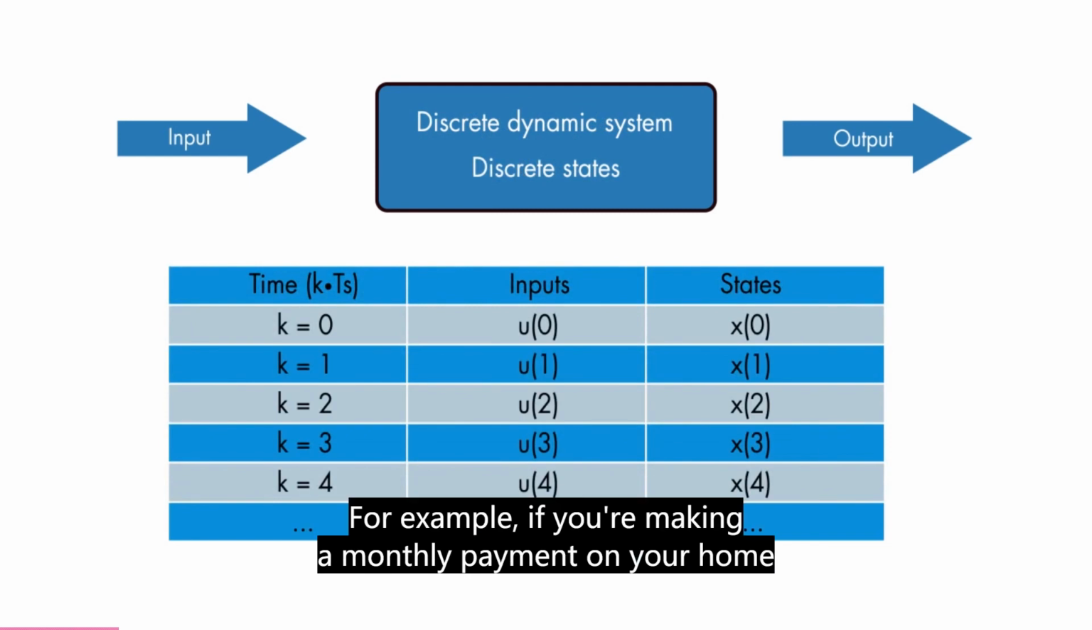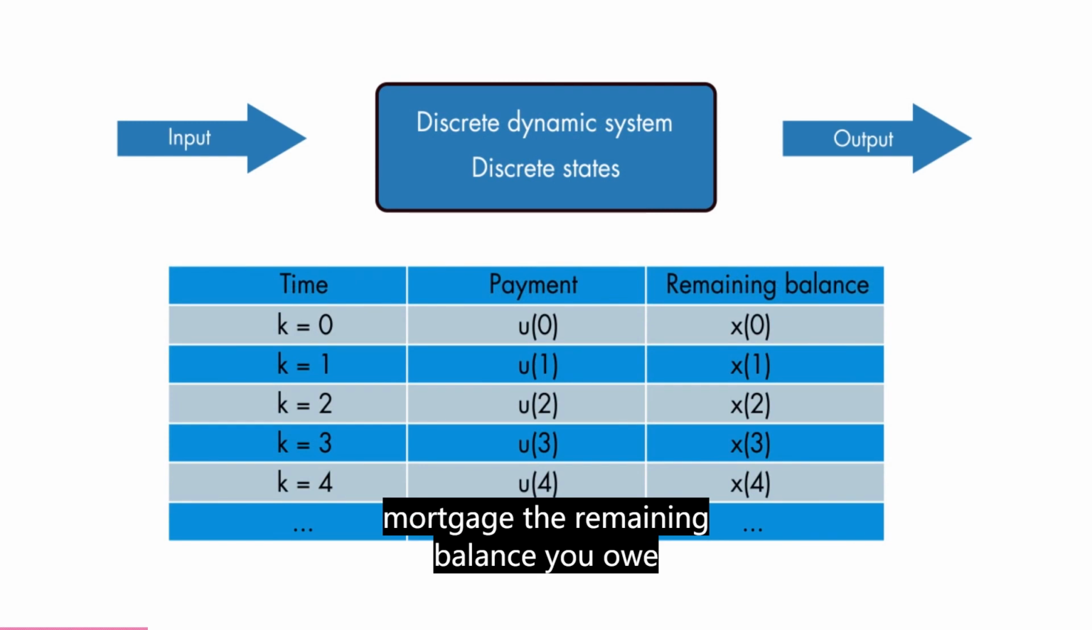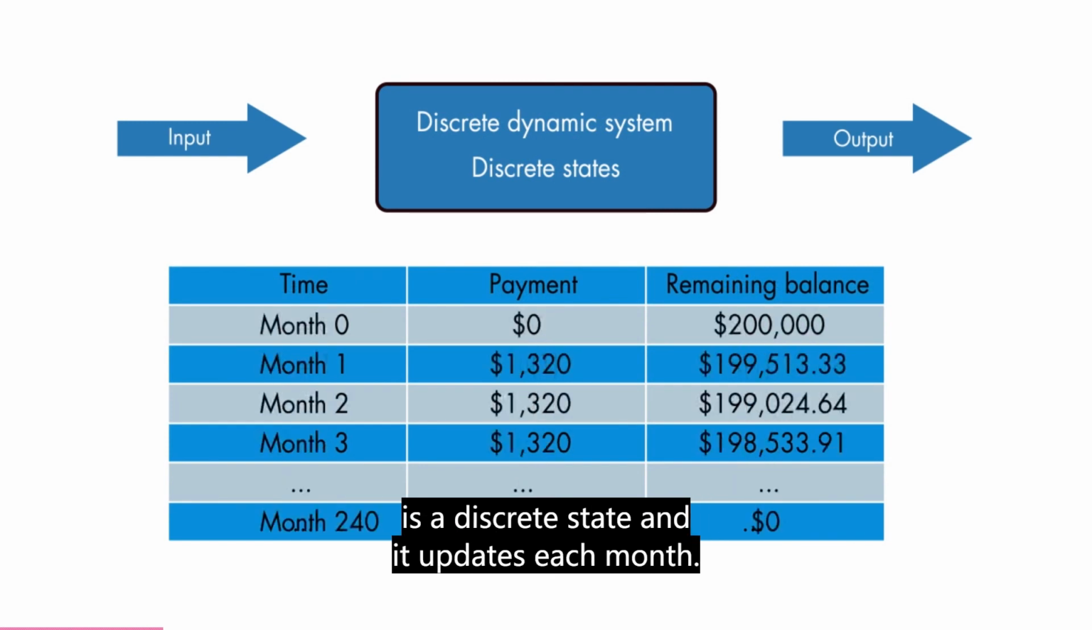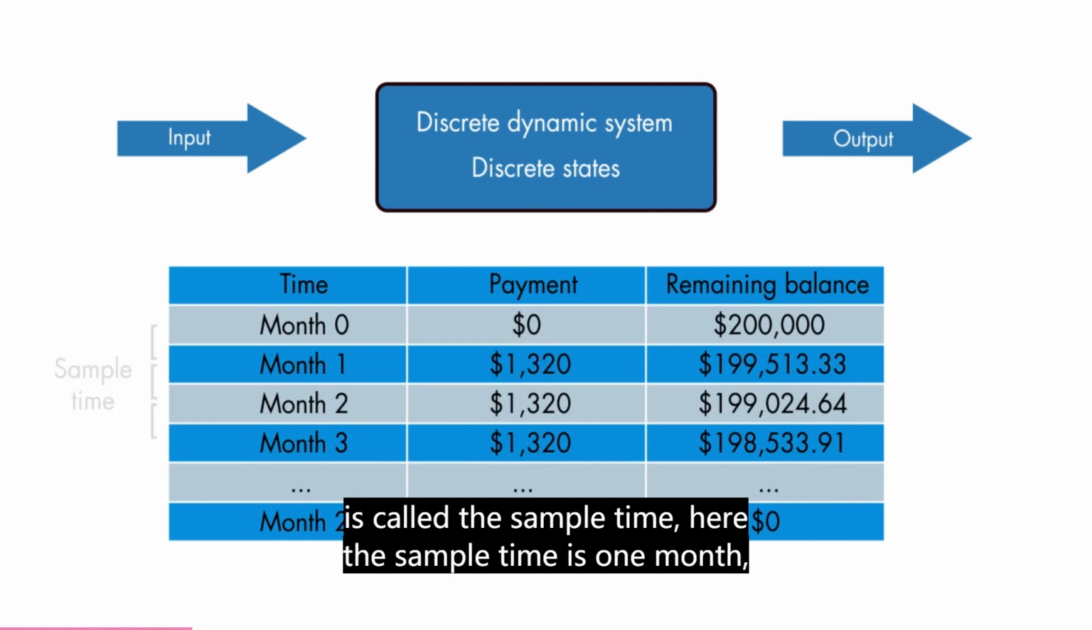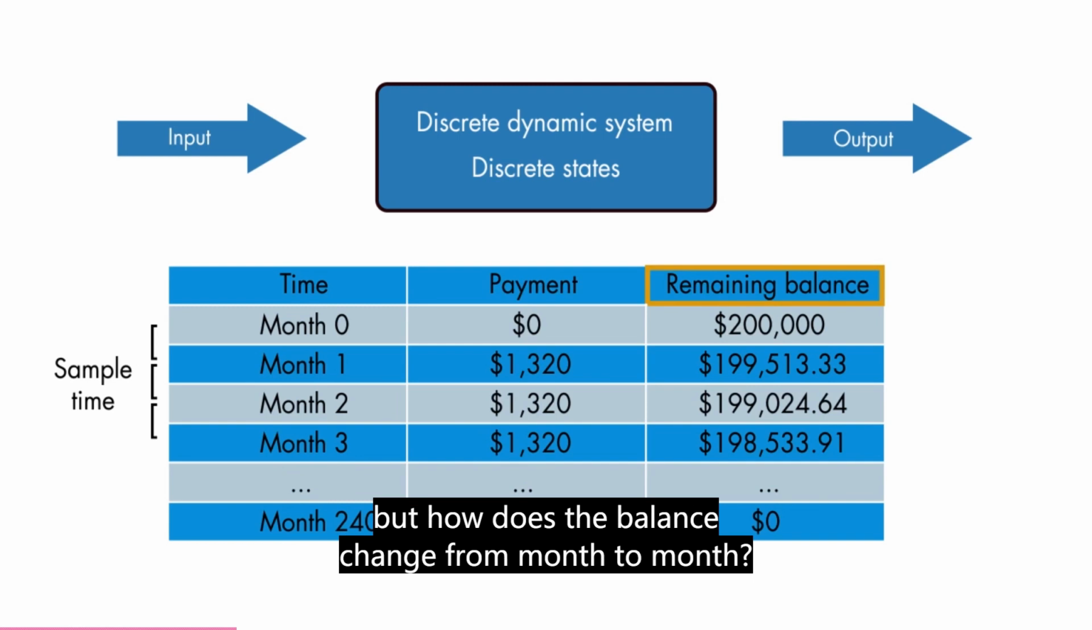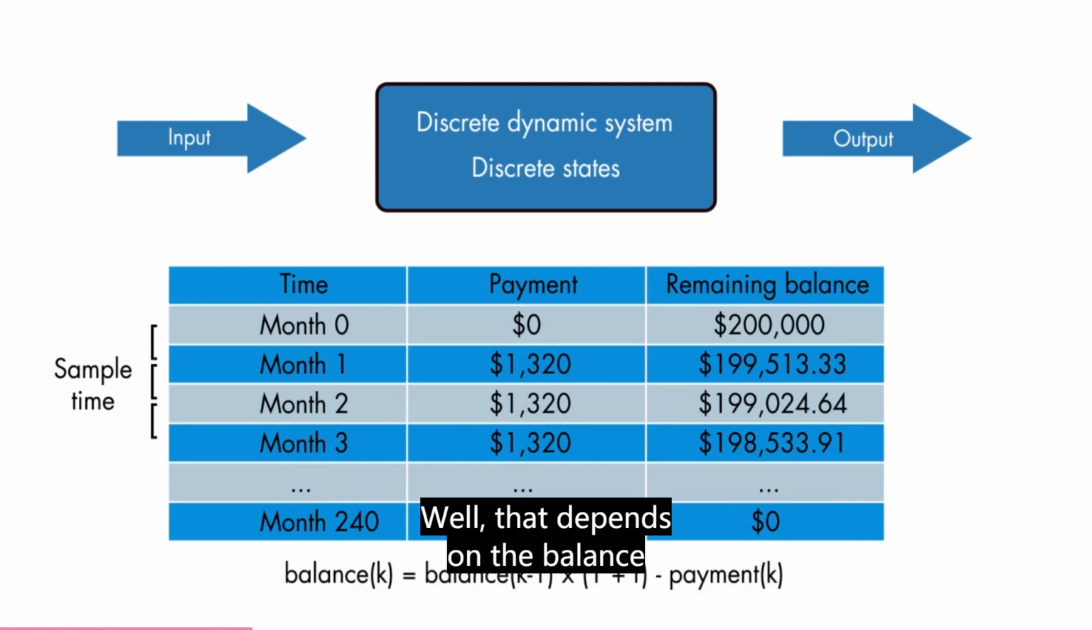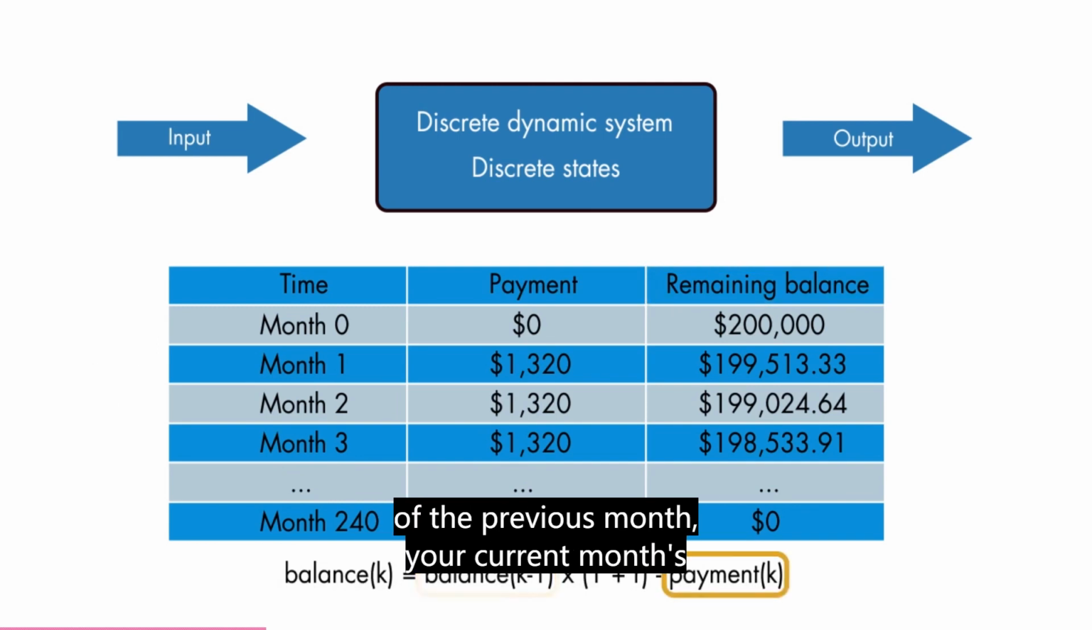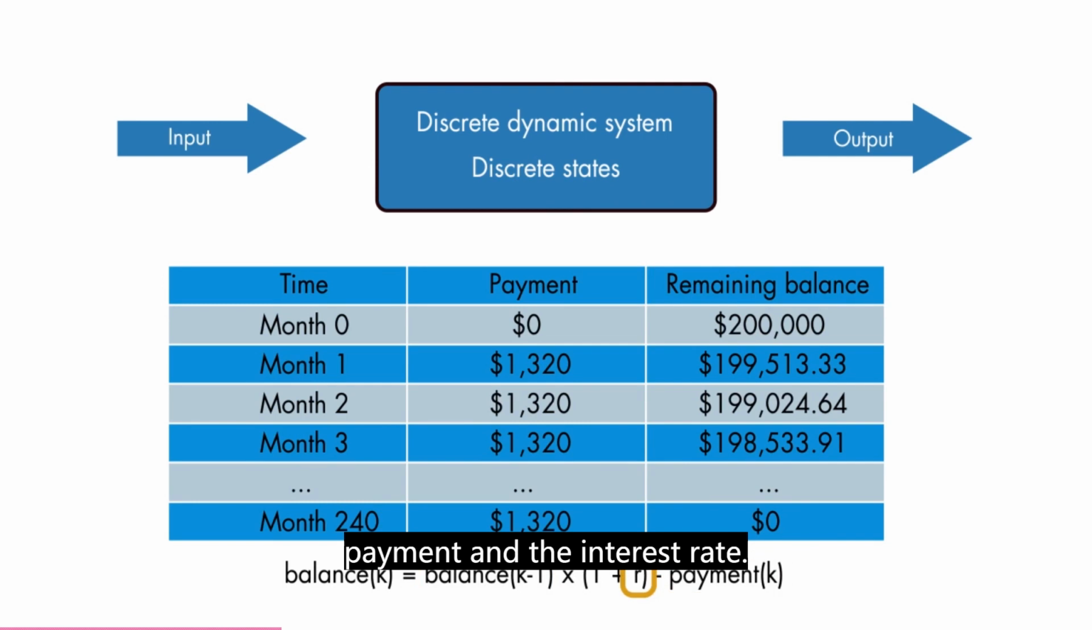For example, if you're making a monthly payment on your home mortgage, the remaining balance you owe is a discrete state, and it updates each month. The time interval between the time steps is called the sample time. Here, the sample time is 1 month. But how does the balance change from month to month? Well, that depends on the balance of the previous month, your current month's payment, and the interest rate.